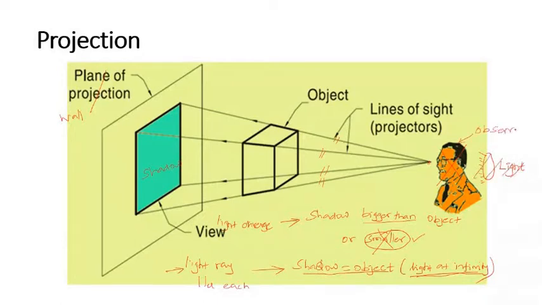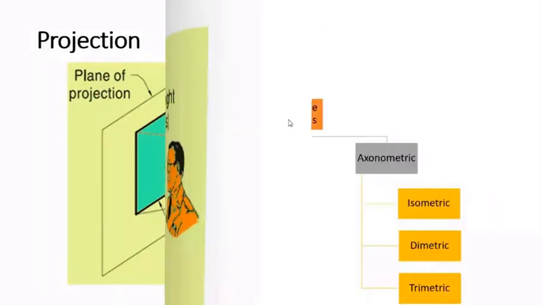Now the person who observes, the observer. If he is very close to the object, his line of sight, which is also called projectors, hereafter a line of sight is also called projectors. So these projectors will start diverging, and you will get a bigger shadow. Here, the shadow is called the view. Whereas if a person is at an infinite distance, he will get something like this.